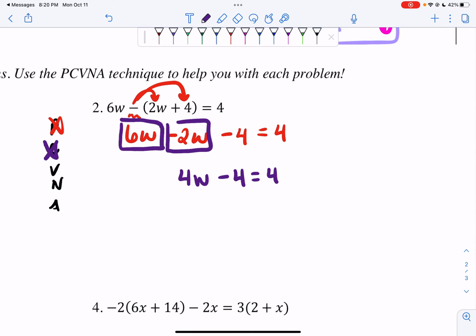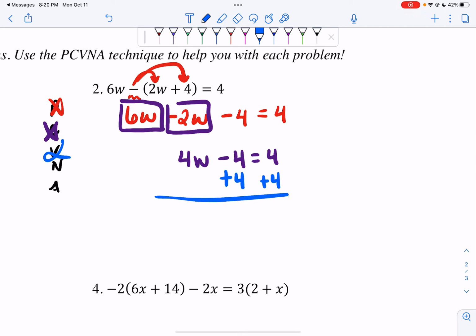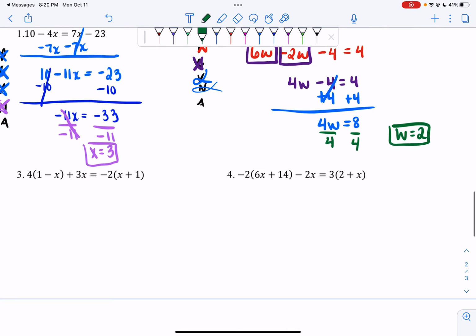The V stands for all variables on one side, and they are. N stands for numbers. Are my numbers on the other side? Nope, they aren't. I've got to get this minus 4 to the right, so I'm going to add 4 to both sides of my equation. I get 4w equals 8. And then last but not least, you divide by 4. And I get w is equal to 2. And that's my final answer.